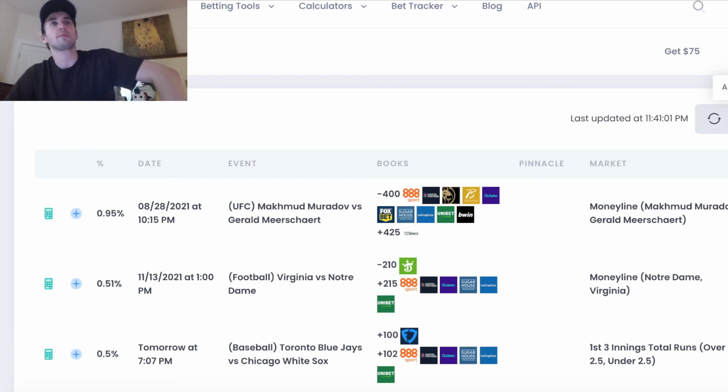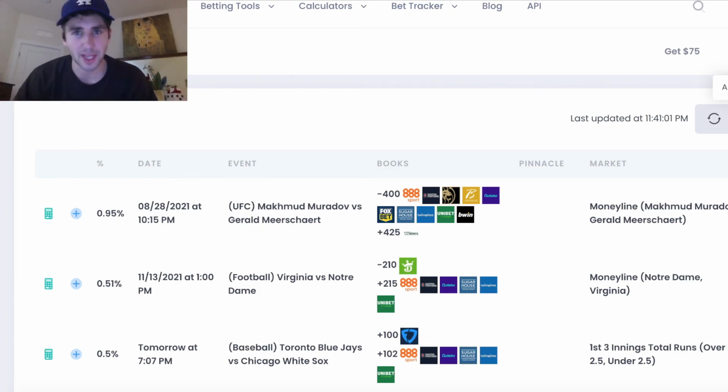Again, we kind of went over the pros of arbitrage, right? The pros are basically you make risk-free money. Plain and simple. You build your bankroll and you make risk-free money. There's one pro, it's risk-free money. It's hard to argue with making risk-free money.